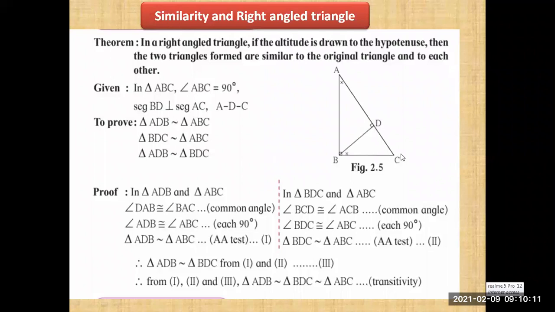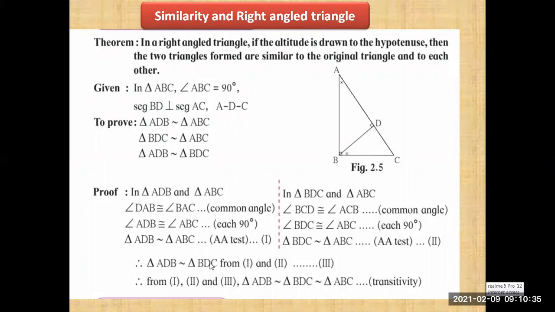Then we consider the other two triangles, triangle BDC and ABC. Same, C is the common angle. So first write angle BCD congruent to angle BCA. Second one is angle BDC congruent to angle ABC, each 90 degrees. Then here two conditions are there, so these two triangles are similar by AA test. So this one is equation 1 and this one is equation 2.